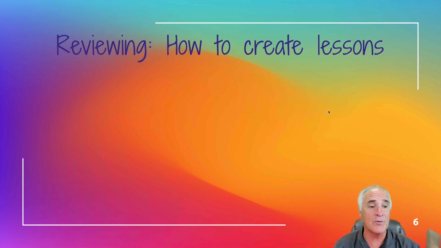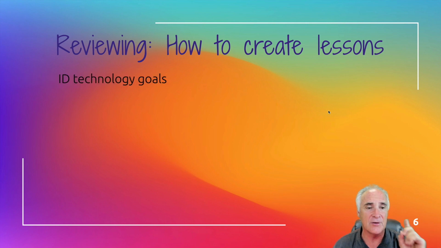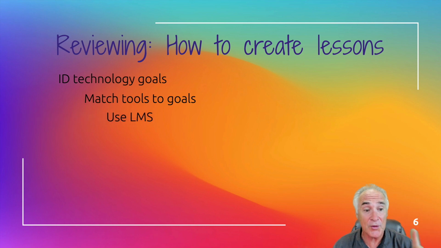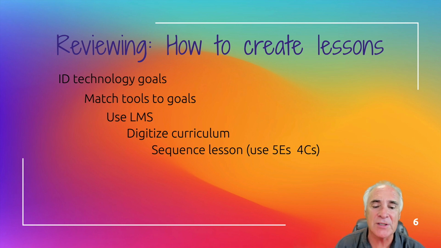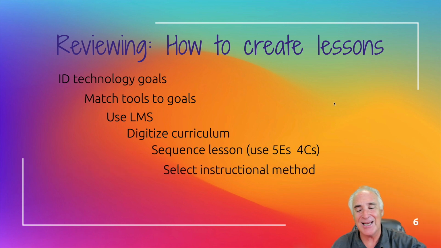Let's quickly review all the things. You have to identify your technological goals. You have to match the tools with the goals. Make sure your learning management system is right where you need it and want it. And also digitize the things we already do. You will sequence a lesson using 5 E's, 4 C's, or of course quivers. It's kind of up to you what system you want to use. And then of course, select appropriate activity for your particular lesson for the day.